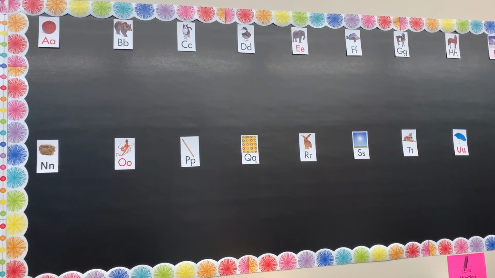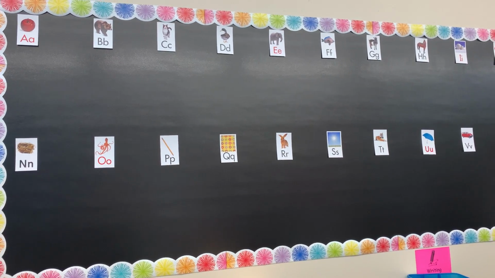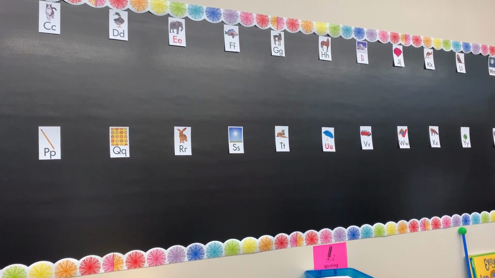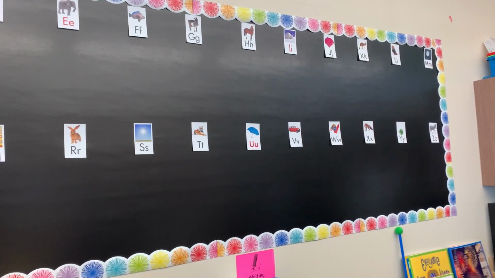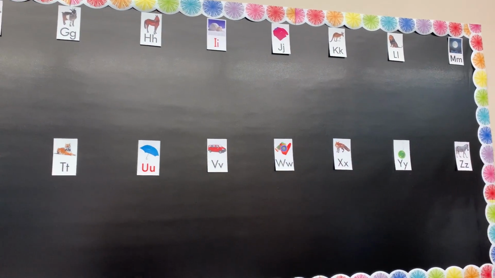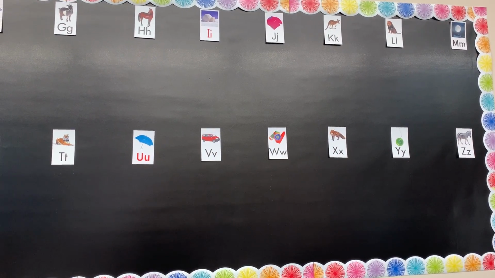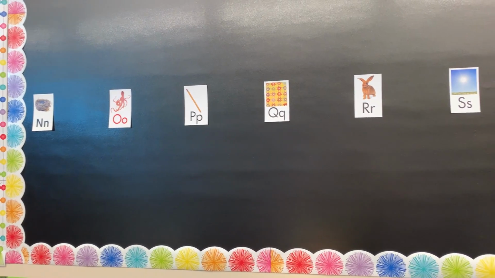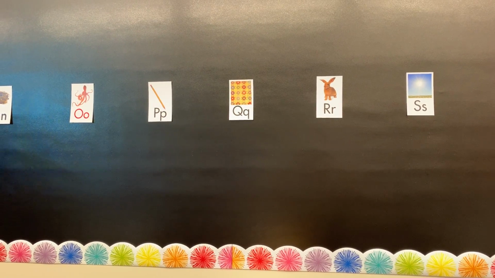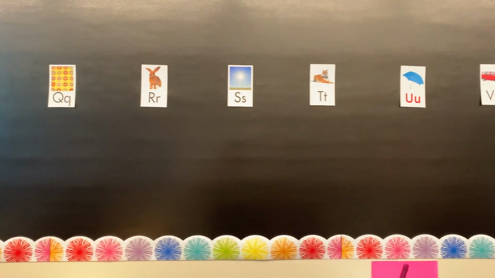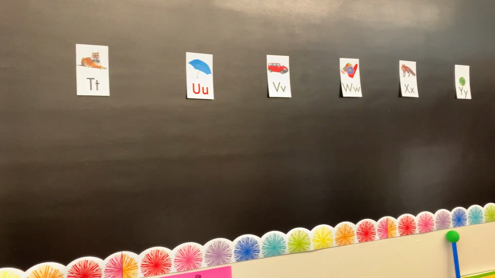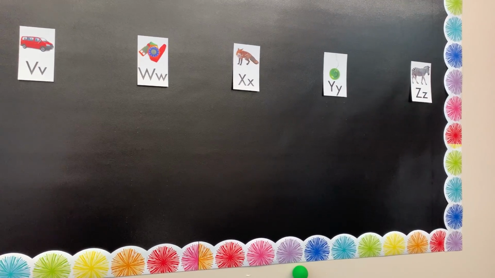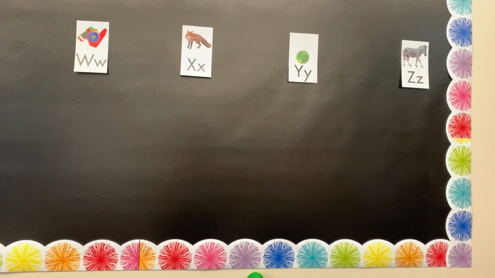And we would say A, apple, B, bear, C, cat, D, duck, E, elephant, F, fish, G, goat, H, horse, I, igloo, J, jacket, K, kangaroo, L, lion, M, moon, N, nest, O, octopus, P, pencil, Q, quilt, R, rabbit, S, sun, T, tiger, U, umbrella, V, van, W, watch, X, fox, Y, yo-yo, Z, zebra.